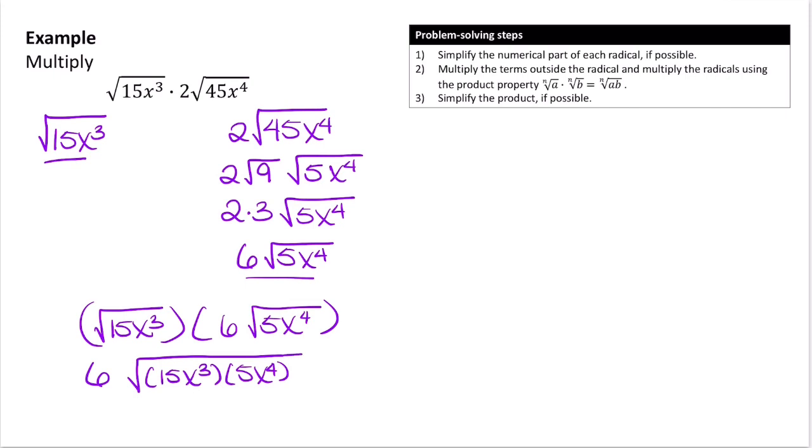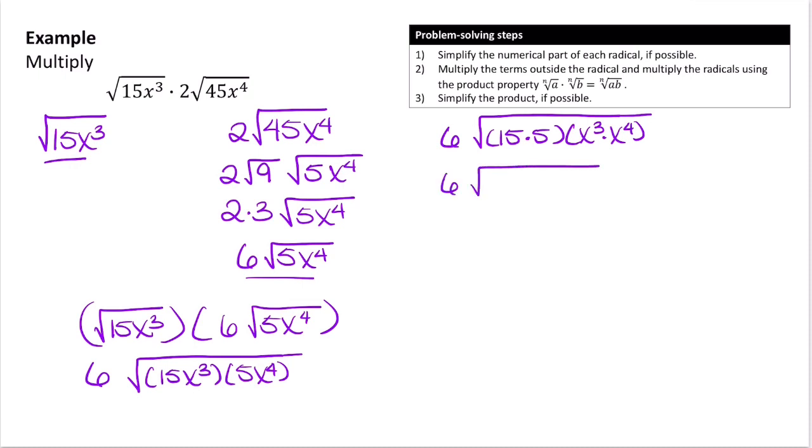Look at what's going on on the inside here. These are basically two monomials that are getting multiplied together, right? Remember, when we work with monomials, we work with the coefficients, and then we use exponent properties on the variables. So it's going to be the square root of 15 times 5, and then I have x cubed times x to the 4th. So we have 6 times the square root of 15 times 5, which is 75, and then x cubed times x to the 4th. Remember, I add those exponents when I'm multiplying, and I get x to the 7th.